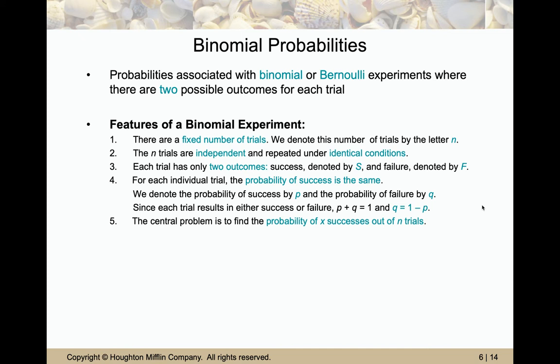All right, so the features are there's a fixed number of trials, which we denote as N. The trials are independent and repeated under identical conditions. Each trial has only two outcomes, success denoted by S and failure denoted by F. For each individual trial, the probability of success is the same. Okay, the probability of success is P. The probability of failure is Q, and it's always equal to 1 minus P. The central problem is to find the probability of X successes out of N trials.